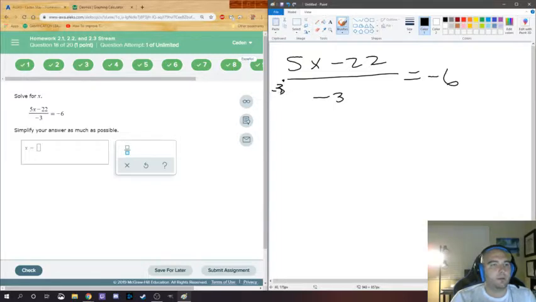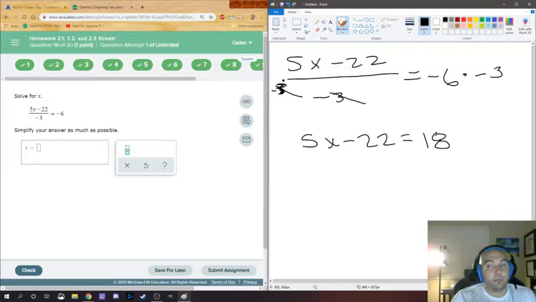Yeah, hold on. Let me do it like this. Oh, that is so okay, whatever. You know what it is. It's negative 3. So when I multiply the left by negative 3, they cancel out. Good, because we don't want to see that gross thing I wrote ever again. 5x minus 22. On the right, you get 18. Be careful. Negative 6 times negative 3 makes positive 18.